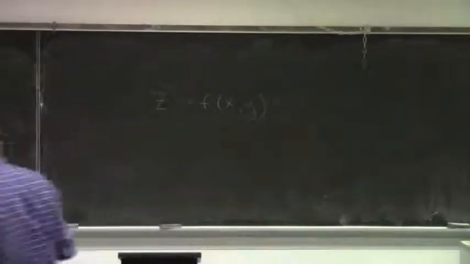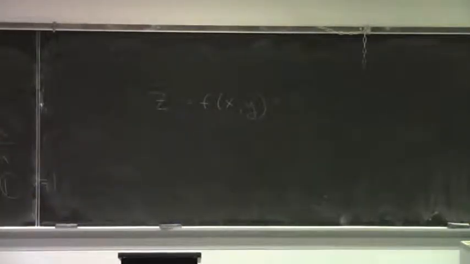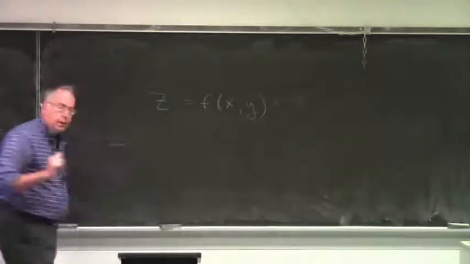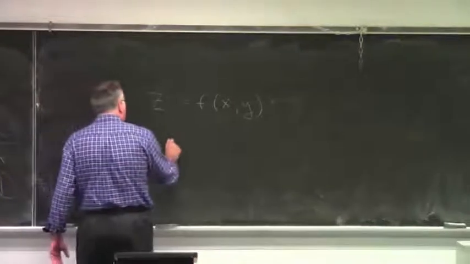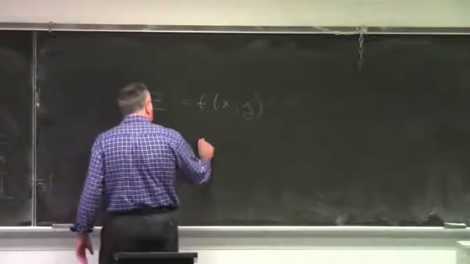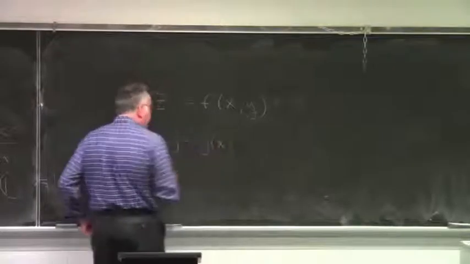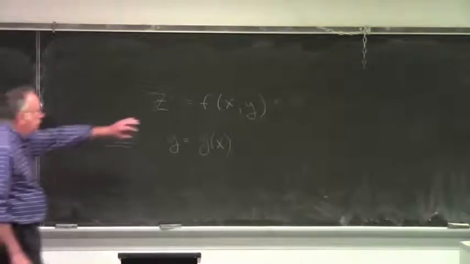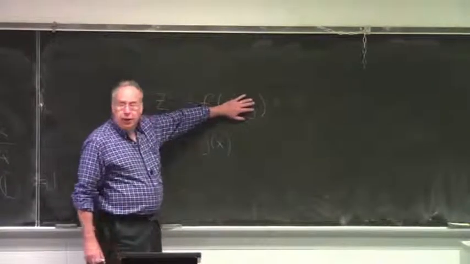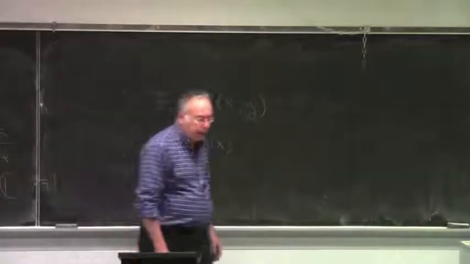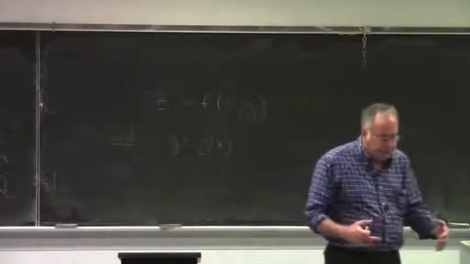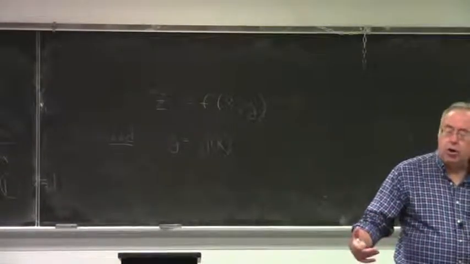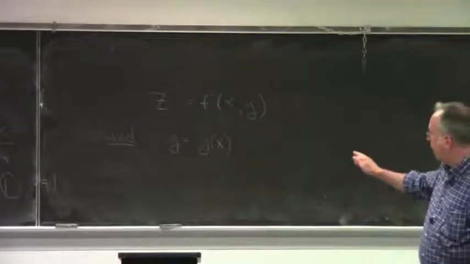So suppose we have this. Z is a function of x and y, and y is also a function of x. These situations occur sometimes where these two variables here are functionally related to each other. In this type of setup, you will have what's called a total derivative of z with respect to x.